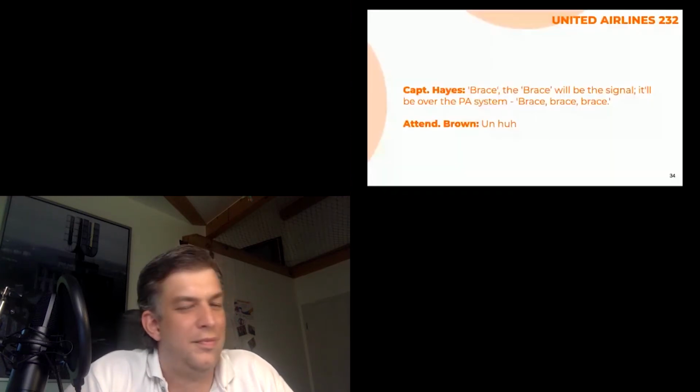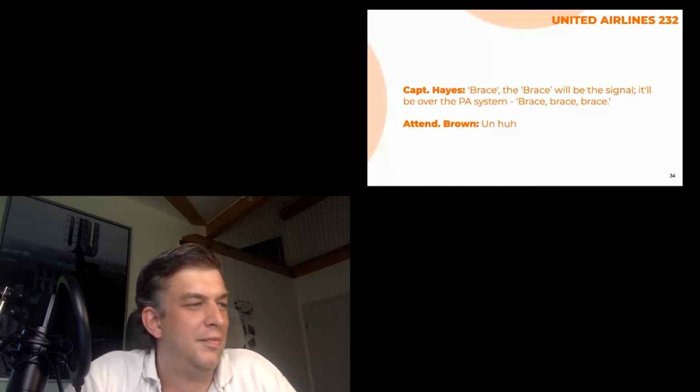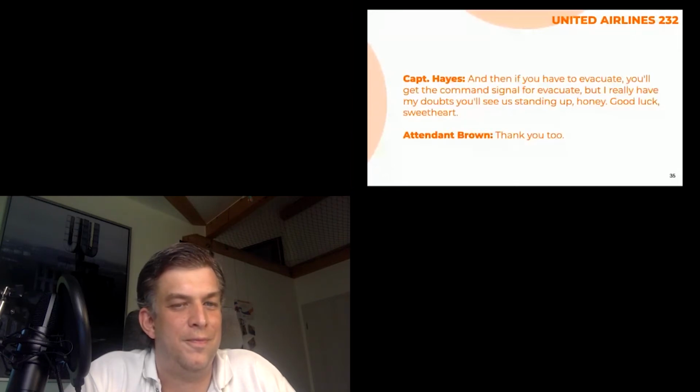And we're going to try and put it into Sioux City, Iowa. Yeah. It's going to be tough. It's going to be rough. We're going to evacuate, sure. We are. Well, we're going to have the gear down. Yeah. And if we can keep the airplane on the ground and stop, standing up, give it a second or two before you back up. We're down 1,500. Roll back a little more. The brakes will be the signal. It'll be over the PA system. Brake, brake, brake. And then if we have to evacuate, you'll get the command signal to evacuate, but I really have my doubts to be standing up, buddy. Good luck, sweetheart. Okay.